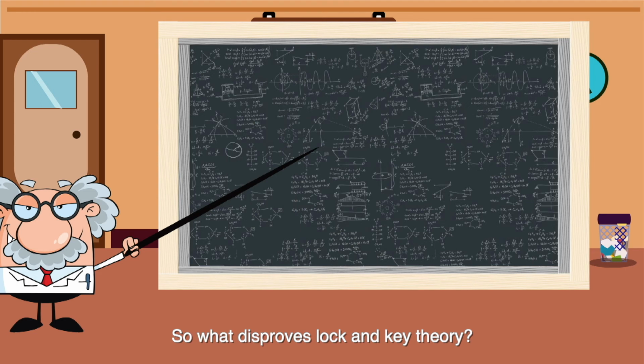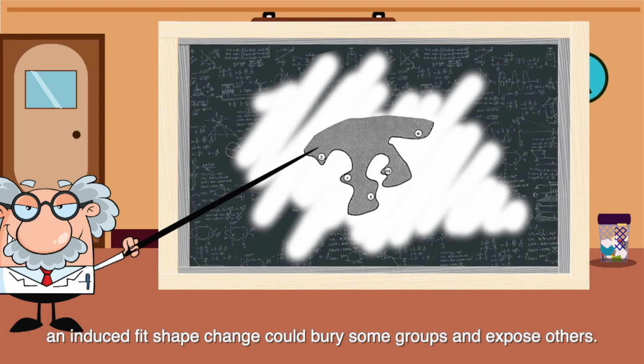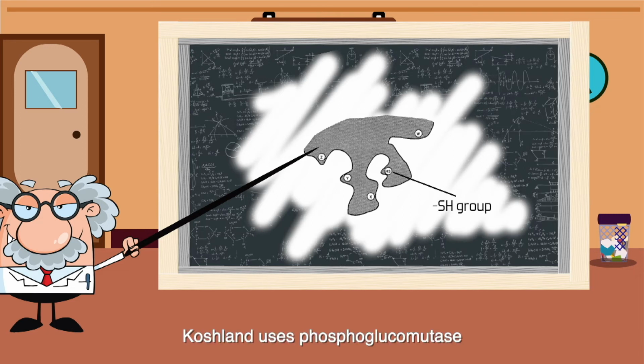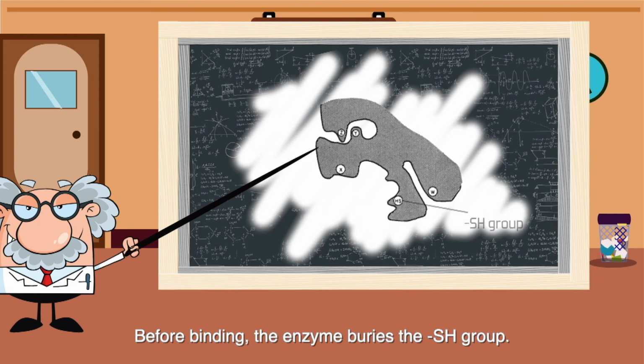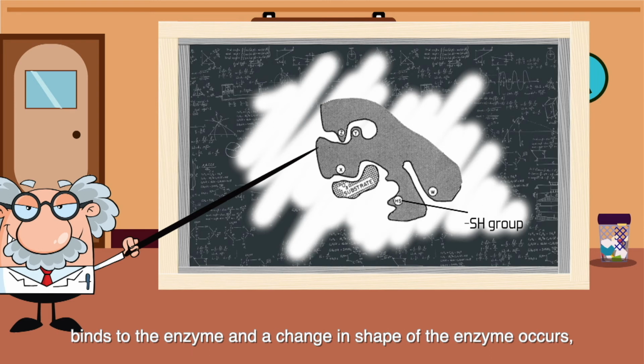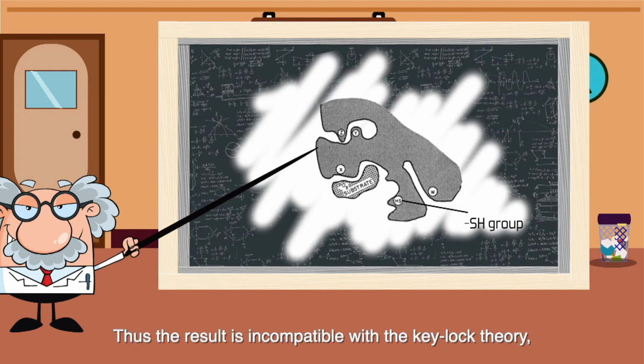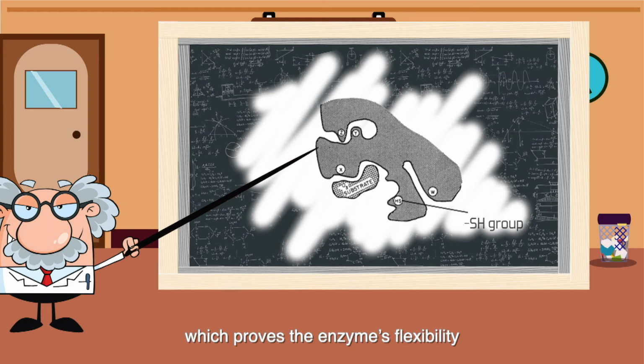So, what disproves lock-and-key theory? Koshland argued that by adding a ligand, which is a substance that forms a complex with a biomolecule, an induced fit shape change could bury some groups and expose others. Koshland used phosphoglucomutase and the reactivity of its SH group as a test. Before binding, the enzyme buries the SH group. The substrate then binds to the enzyme, and a change in shape of the enzyme occurs, leading to the exposure of the SH group. Thus, the result is incompatible with the lock-and-key theory, which proves the enzyme's flexibility.